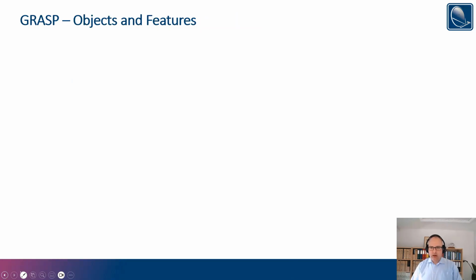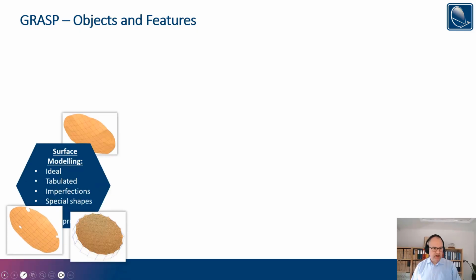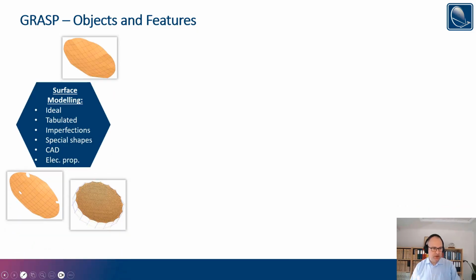So what objects and features do you actually get in GRASP? Well, first of all, you get a lot of different surface modeling. You get ideal surfaces such as the paraboloid and the hyperboloid. You get tabulated surfaces so that you can just import XYZ coordinates of your surface and use those in your analysis. You get different imperfections models for putting random distortions on it.